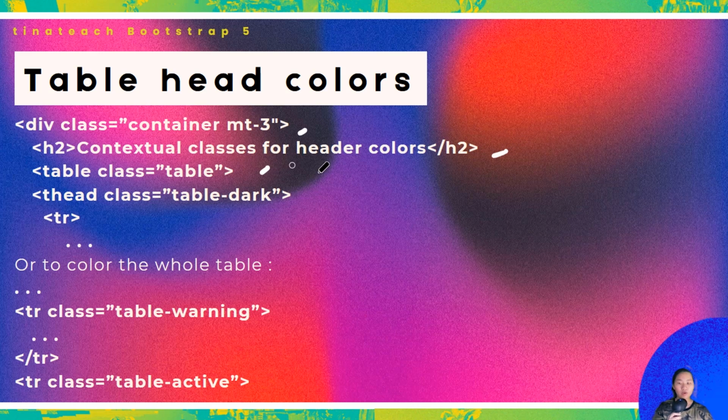You have table and T head, you say table dark, and it will give you a dark color. You can also color the whole table with table warning, table active. Okay, depending on which element, TH, TR, TD, that you put the class in, it will color correspondingly.